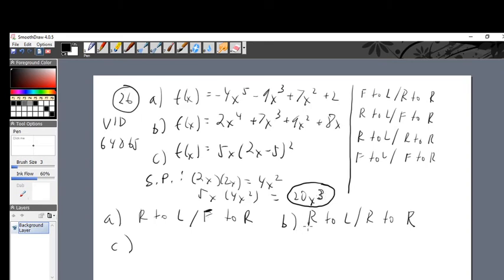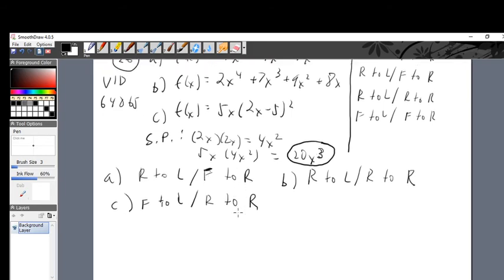The answer for C is it falls to the left, and it rises to the right. The only thing missing from this list is the one that rises to the left and rises to the right, and that would occur when the exponent is even, but the coefficient is negative. Okay, and that's pretty much the full story of video 64 and 65. Let's move this up.